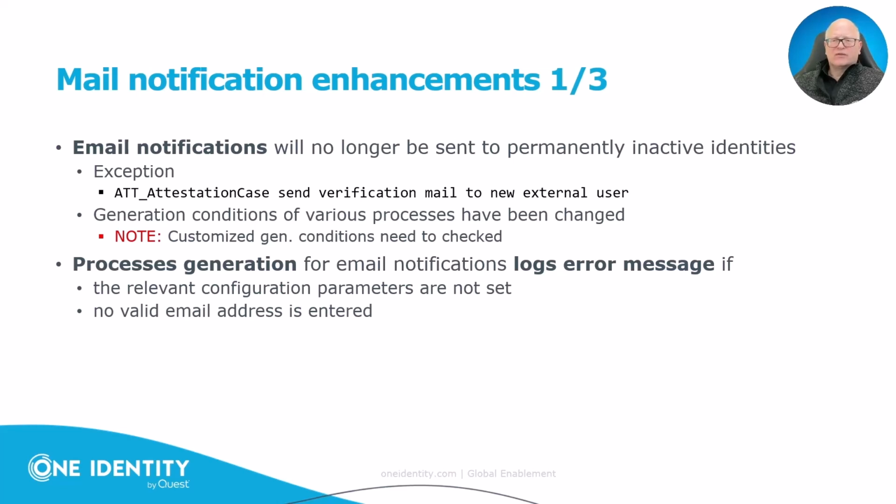Therefore, a lot of generation conditions in mail sending processes had to be modified, and that means if you have such mail sending jobs implemented in your implementations as custom mail sending jobs, you have to have a look at these conditions as well. Additionally, if we talk about these processes generating emails, there are some more log and error messages implemented now. You will now get notified during the process generation if relevant configuration parameters are not set, for example, or a valid email address is not entered.